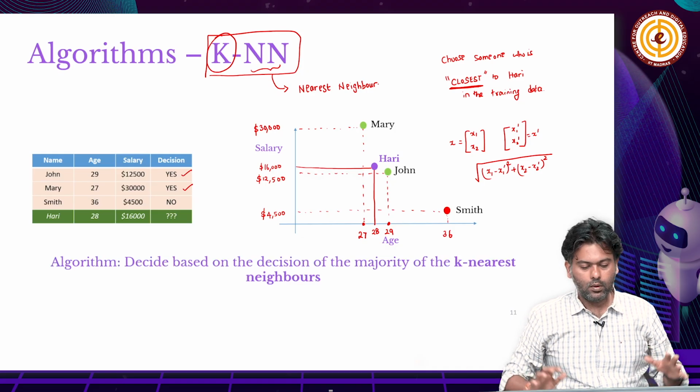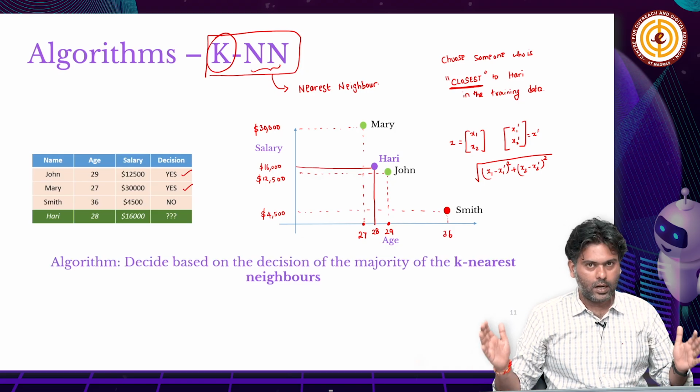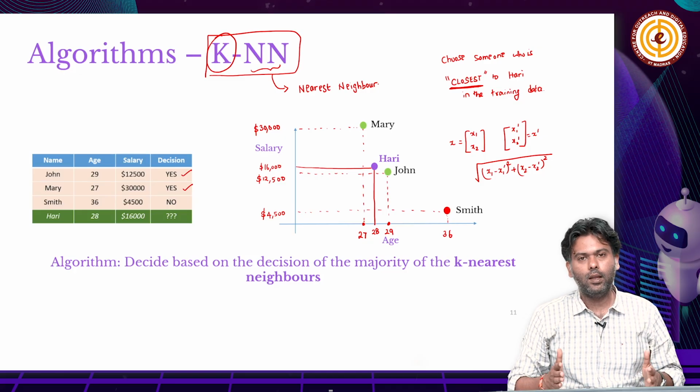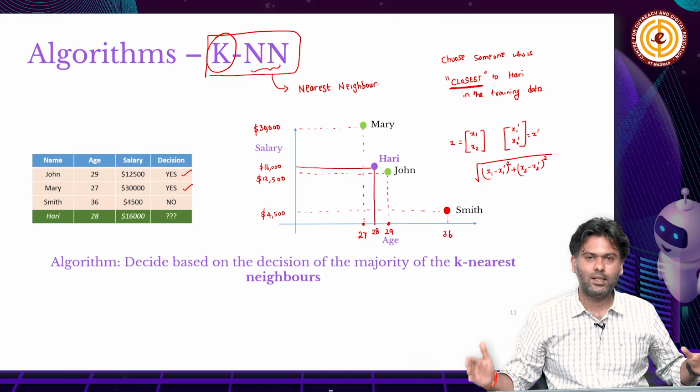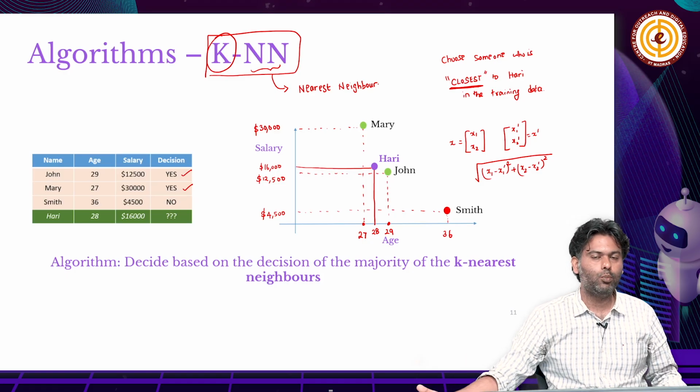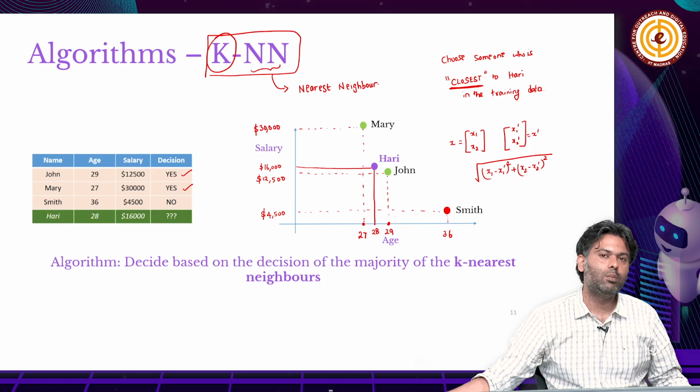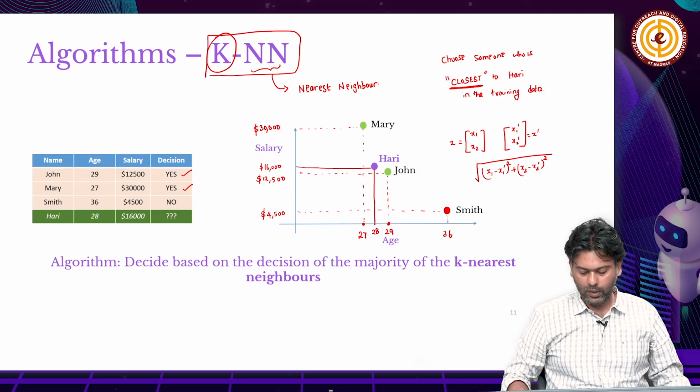Now, let me state the algorithm again. Decide the label based on the decision of the majority of the k nearest neighbors, as simple as that. And we saw why k is important as well, and why nearest neighbor makes sense as well.